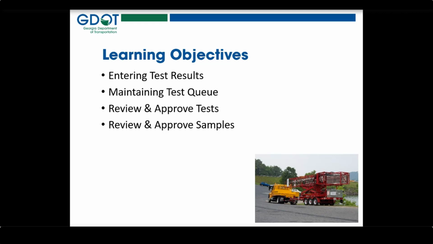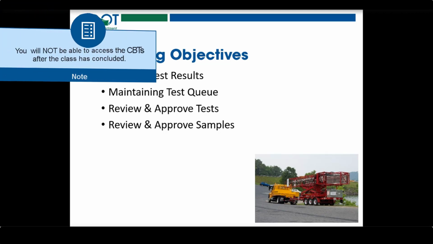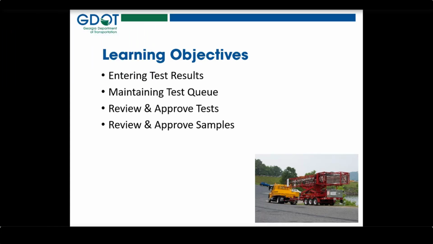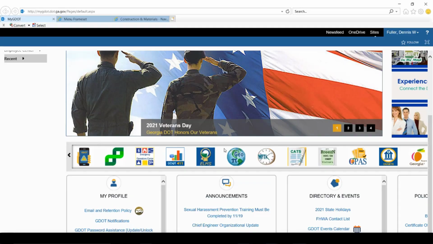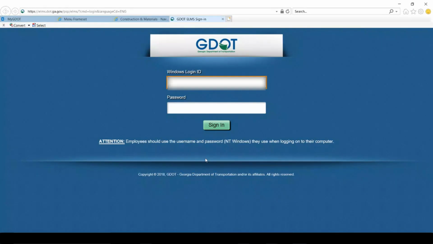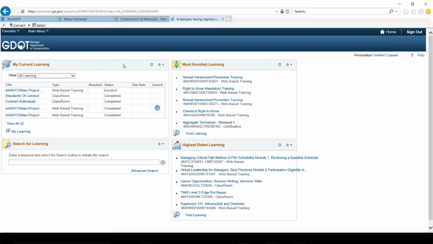Let's take a look at the way that you get into the Ashtoware project CBTs if you would like to take a look at those this morning and follow along with me, especially if you have a second screen, that helps. First, go into ELMS, which is on our GDOT My page. Enter your employee number and password. And then in the My Current Learning section, if you'd like to expand the list, you can go to a wider view. You should have a link, as I do here, called View All 32.